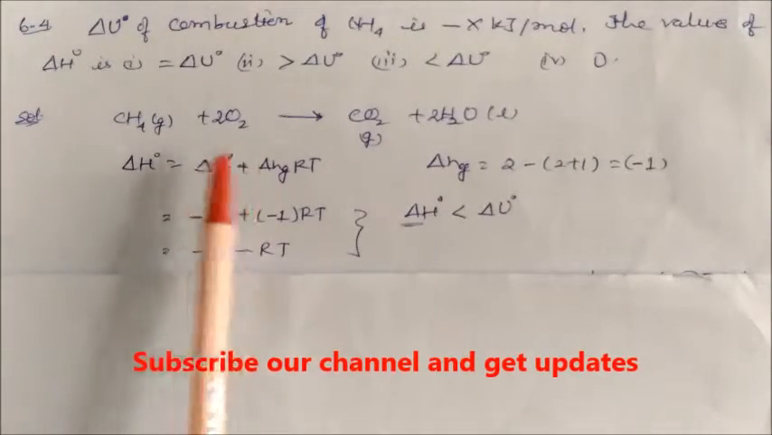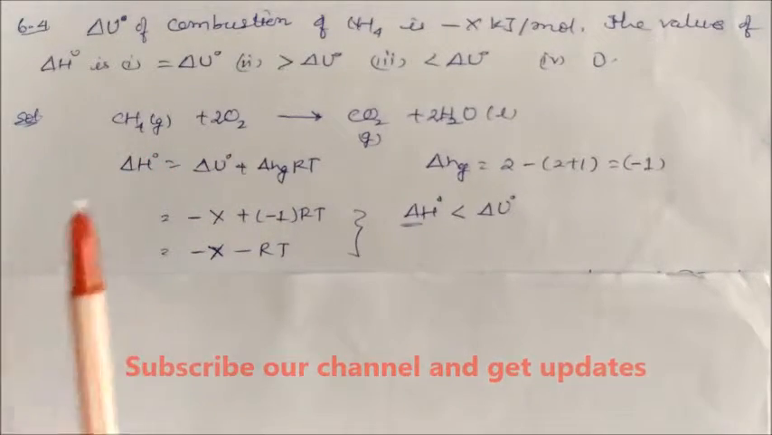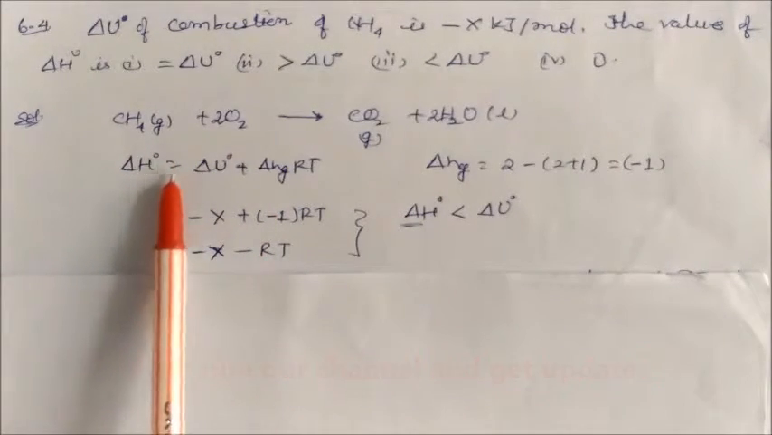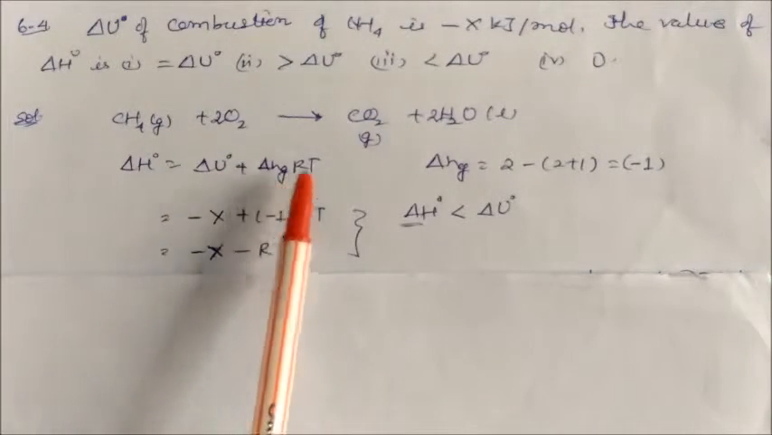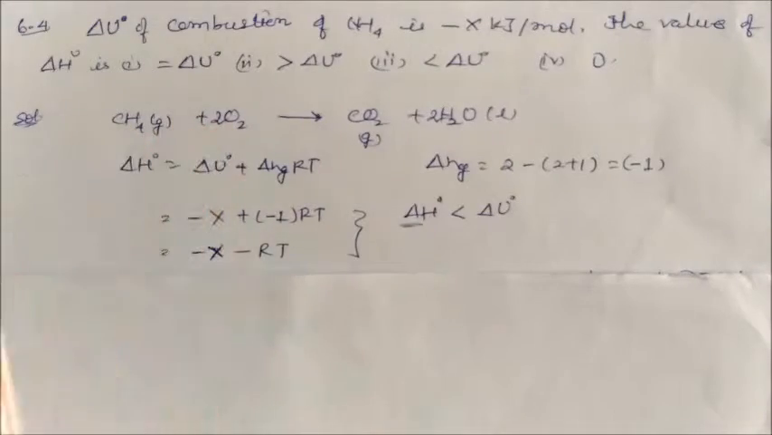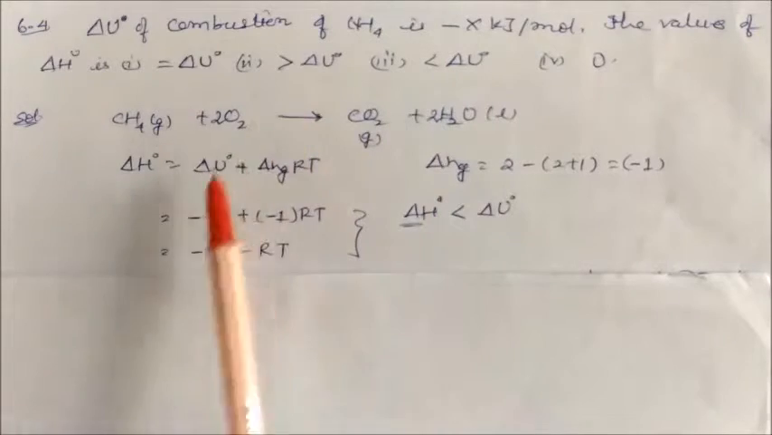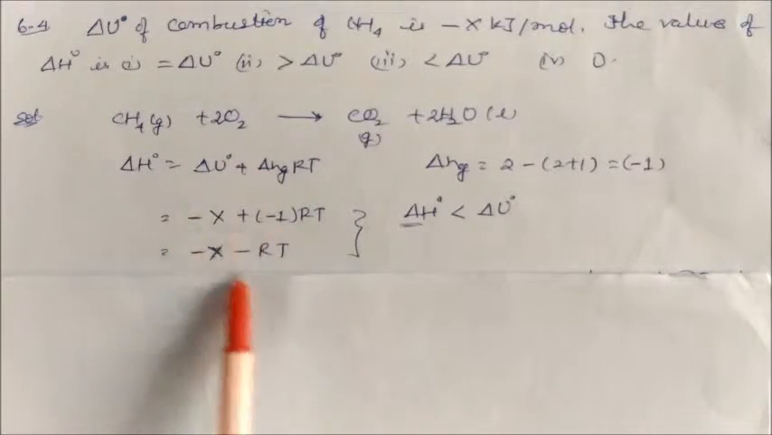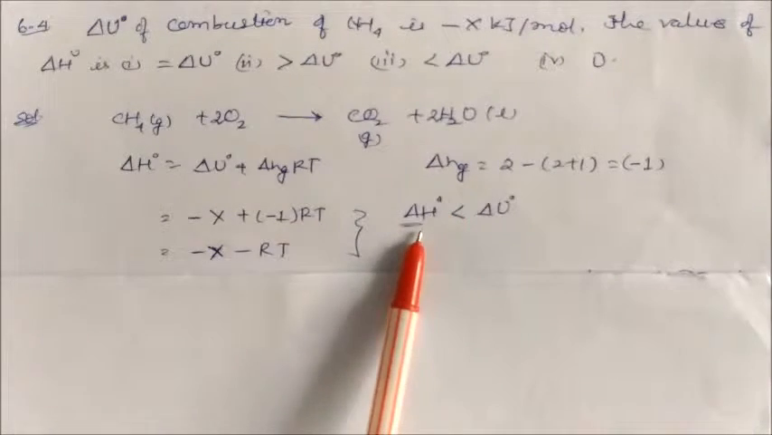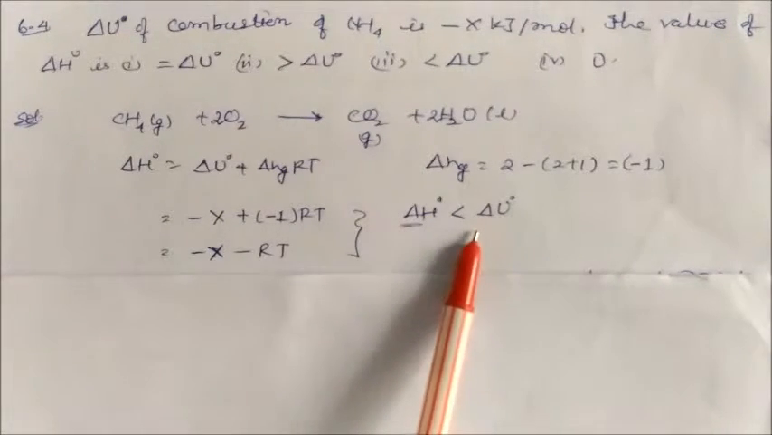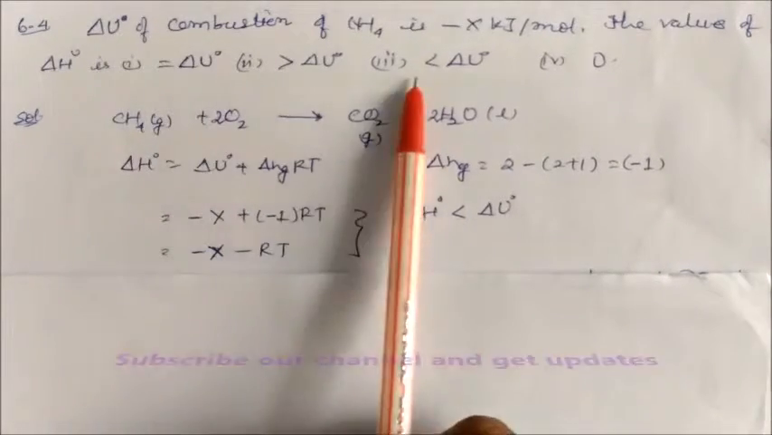So this is the combustion of methane. You can see CO2 is a gas, oxygen is gas, and methane is gas. So we will use this formula: delta H standard is equal to change in internal energy standard plus delta Ng RT. So delta Ng: this is one gas, this is 3 moles of gas, so it will be minus 1. Substitute minus 1, delta internal energy is given here as minus x, so minus x RT. So we can see this whole value is again negative, so delta standard enthalpy will be less than change in internal energy. So this is our answer. It will be the third option.